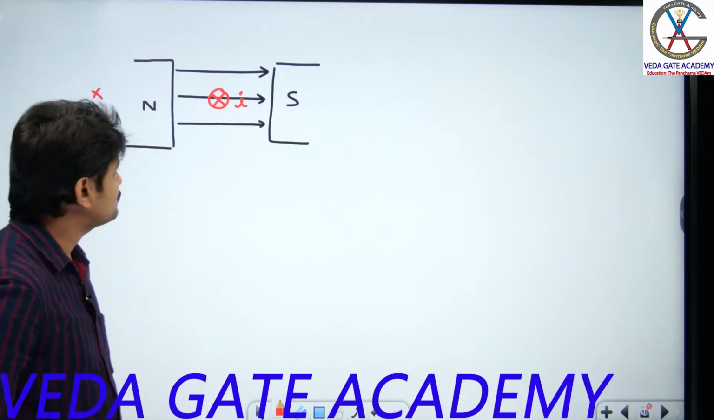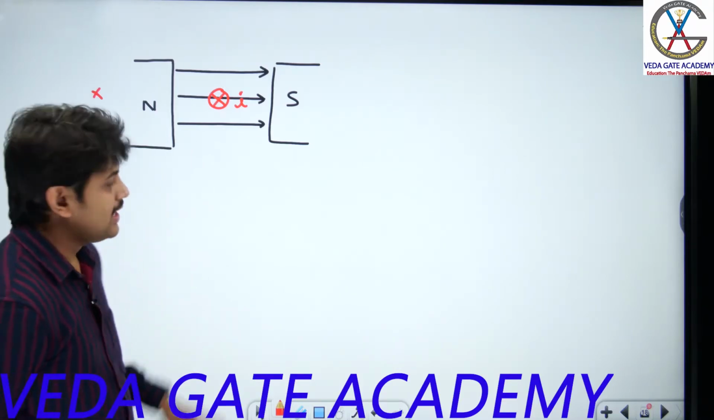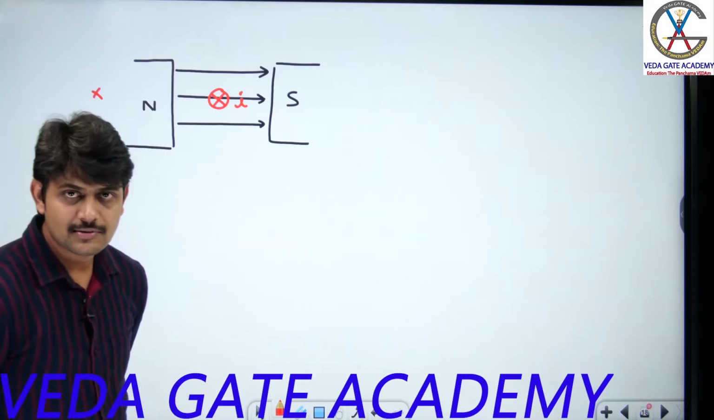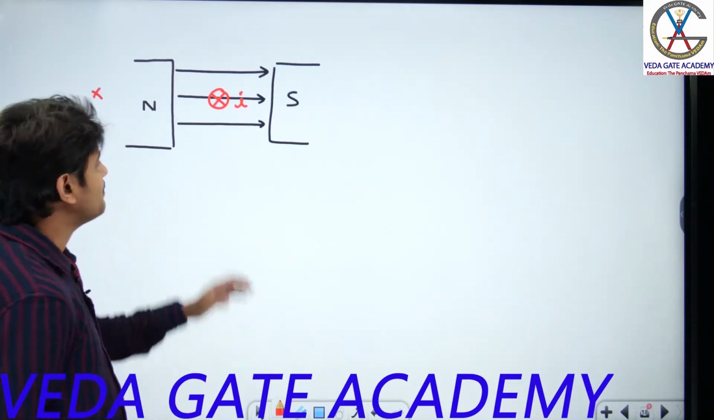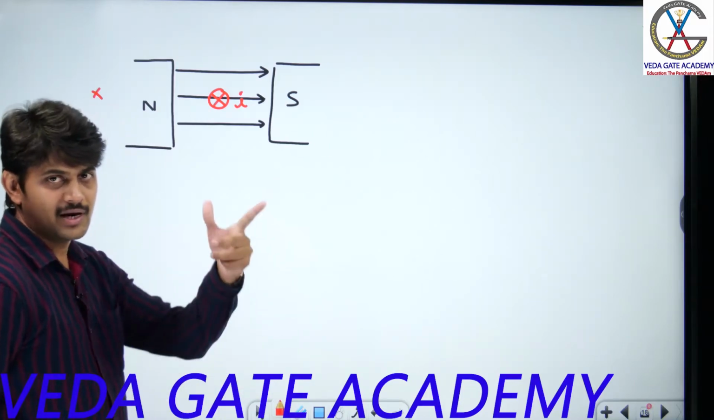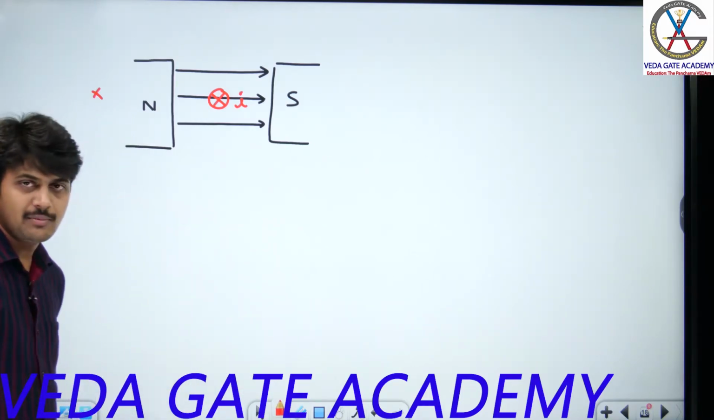According to the Lorentz force equation, a current carrying conductor placed in a magnetic field will experience a force. To determine the direction of force acting on this conductor, what do we have to do? We need to use Fleming's left hand rule. So let me apply Fleming's left hand rule.